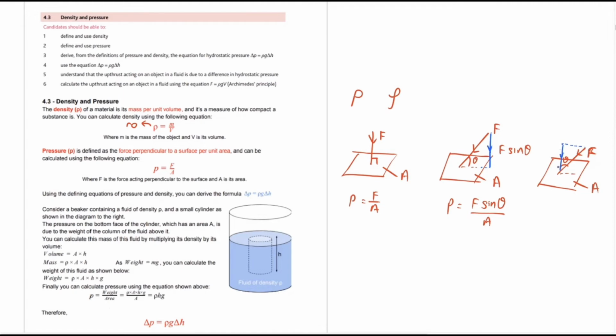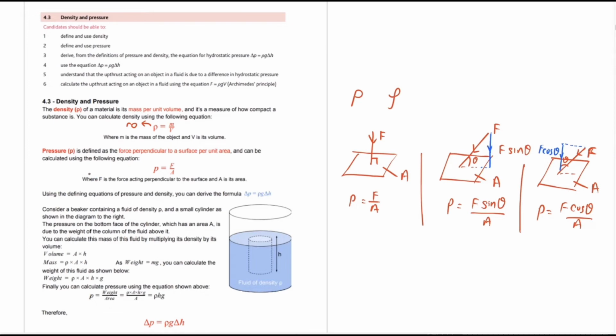So to find the perpendicular component of the force, we use adjacent. Adjacent means you use cos. So that is F cos theta. If the theta given is in that way, it is F cos theta, then the pressure is F cos theta over A. So it must be perpendicular no matter how. Sine or cos depends on the information given.